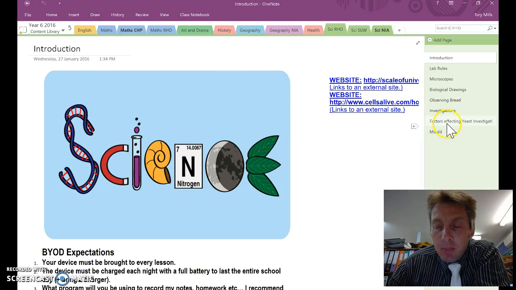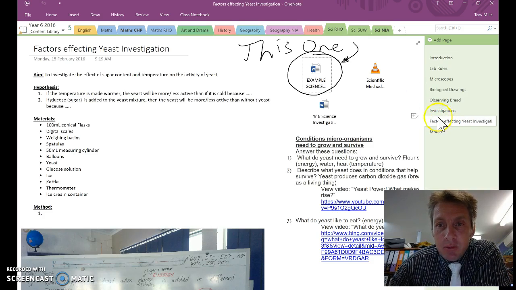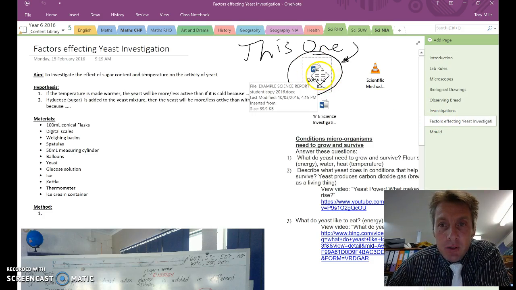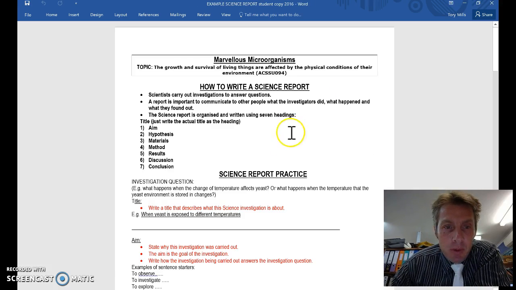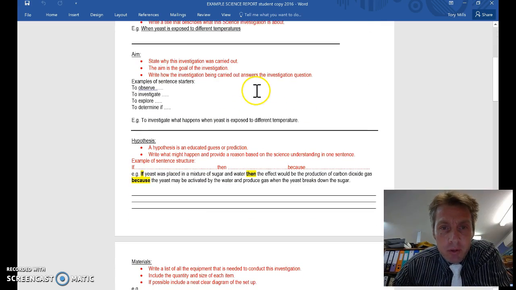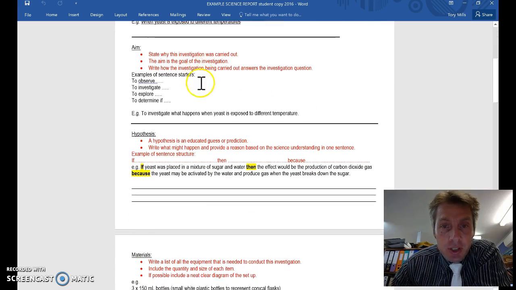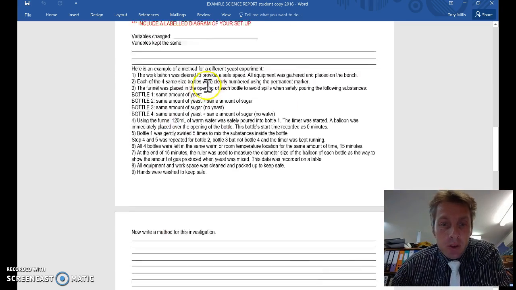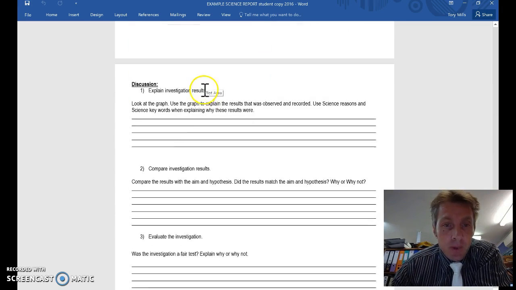And if I open up the tab on the right here that says factors affecting yeast, you'll see there's a file here. I've circled it, this one. So I'm opening that up, and you'll see this is something about the yeast experiment, but it gives you a pretty good example of what to write in all sections. You can check all parts of your report, but I'm going to focus mainly on your discussion and conclusion.